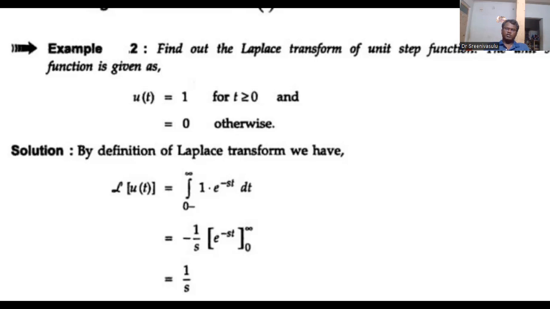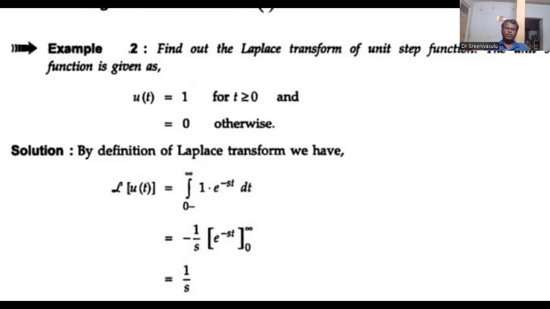u of t equal to 1 means it is like a step, like a staircase. Up to time t equal to 0, the amplitude is 0, from minus infinity to time t equal to 0, and from time t equal to 0 to infinity, the amplitude is 1. So from minus infinity to 0, it is 0. From 0 to infinity, its amplitude is 1.